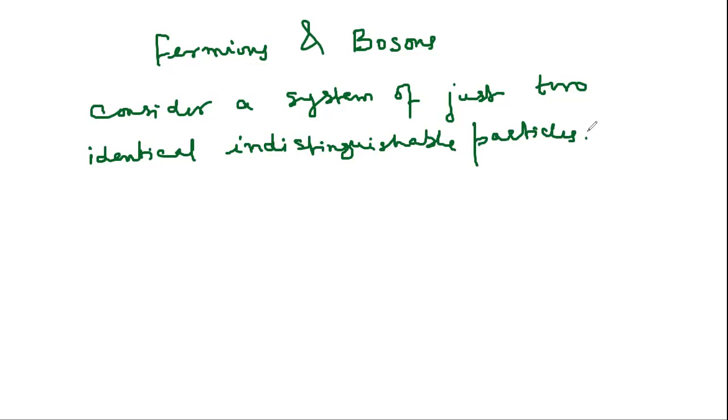Now, this system is described in quantum mechanics by a two-particle wave function psi of 1 comma 2, where the label 1 is used to represent all the coordinates. By all the coordinates, I mean space and spin coordinates of particle 1. And label 2 represents all the coordinates pertaining to particle 2. Now, for this wave function psi of 1, 2 to be a valid wave function, two conditions must be satisfied.